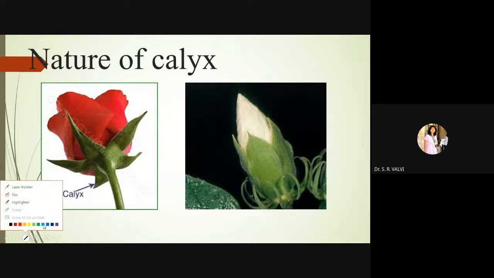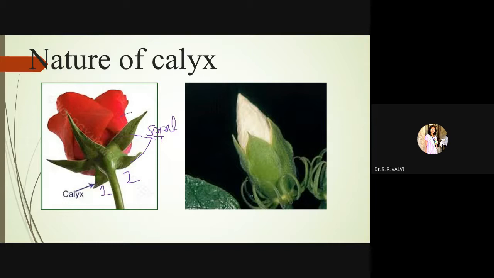So let me take the pen. Here the part which is green in color, all these are sepals. A single one is a sepal. Now see here, this is sepal number 1, this is 2, this is 3, this is 4, which is green in color, and this is 5. So how many sepals are there? There are a total of 5 sepals, right?